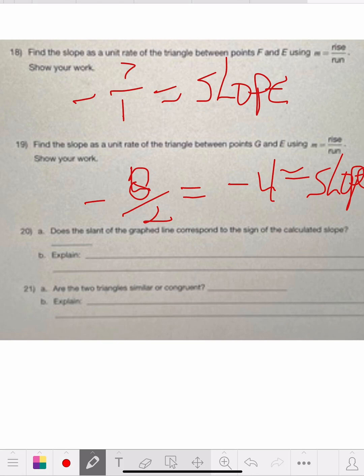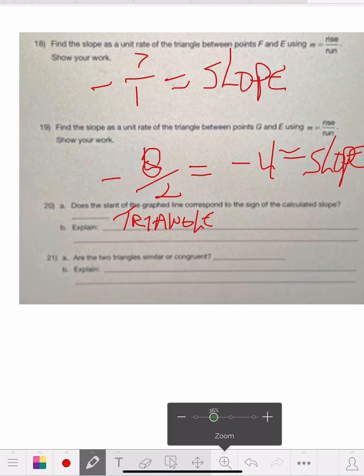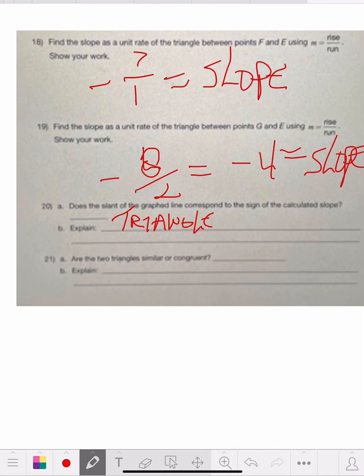Does the graph correspond to the sign of a calculated shape? And I'd say yes, it's a triangle. Are they similar or congruent? Okay, they're neither. Okay, they're different shapes. They're different sizes. They're neither.